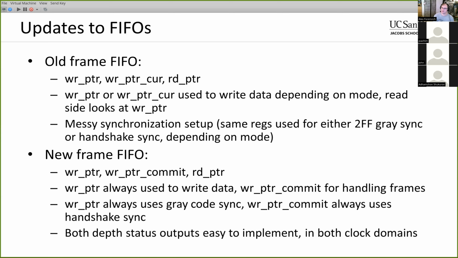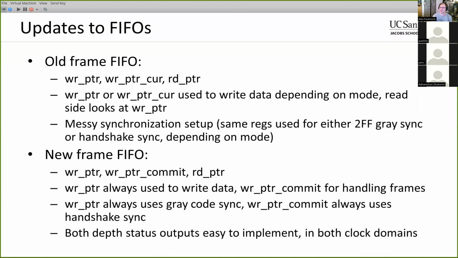So I did some ruminating on that, and I realized what actually makes sense is to have a write pointer and a read pointer, which are just always used for accessing the block RAM, and then have a write pointer commit, basically, which is updated whenever the data is committed into the memory. For a normal FIFO, it's committed every cycle, but for a frame FIFO, it's only committed at the end of the frame. And then the read side always looks at the commit pointer. Then you can synchronize the write pointer with standard Gray code sync, and the commit pointer has to use a handshake sync, because it doesn't increment, it jumps.